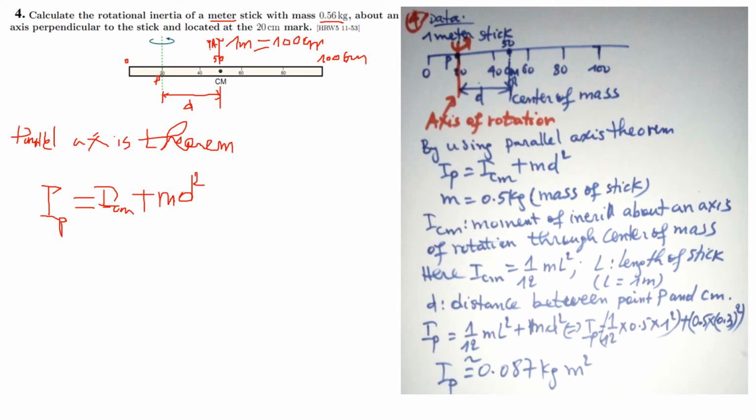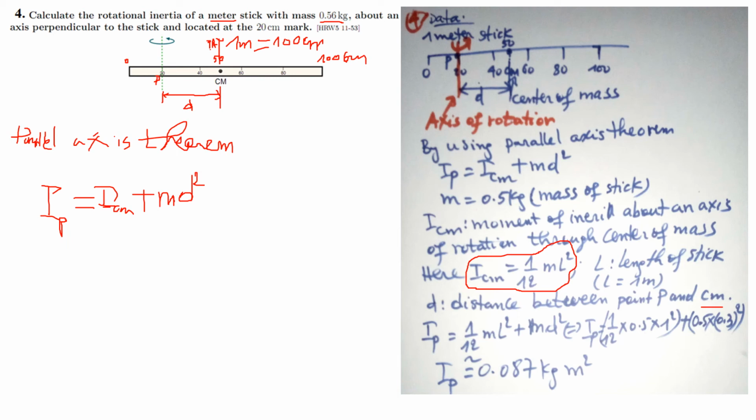And here the moment of inertia is equal to this. Remember what we have seen in theory. Moment of inertia of a uniform rod when the axis of rotation passes through its center of mass equals 1/12 mass times the square of the length of the rod. D is the distance between the point P, this point where the new axis of rotation passes, and the center of mass. CM means center of mass.